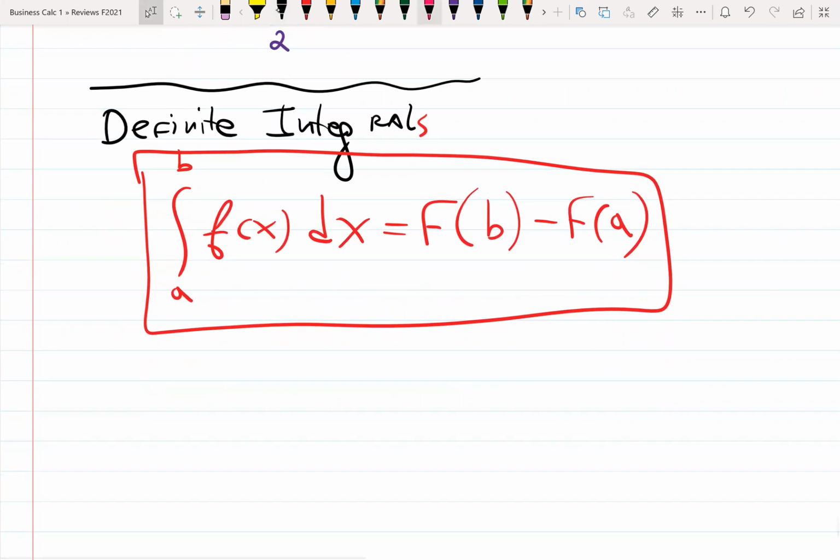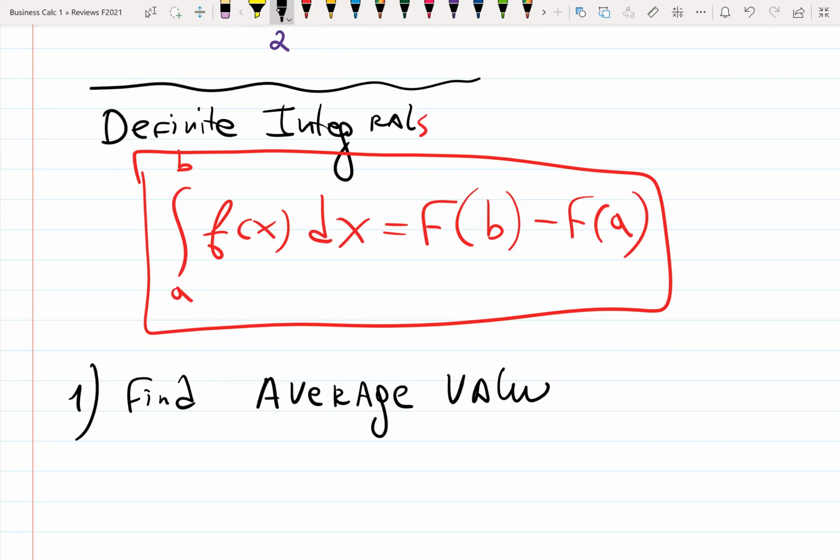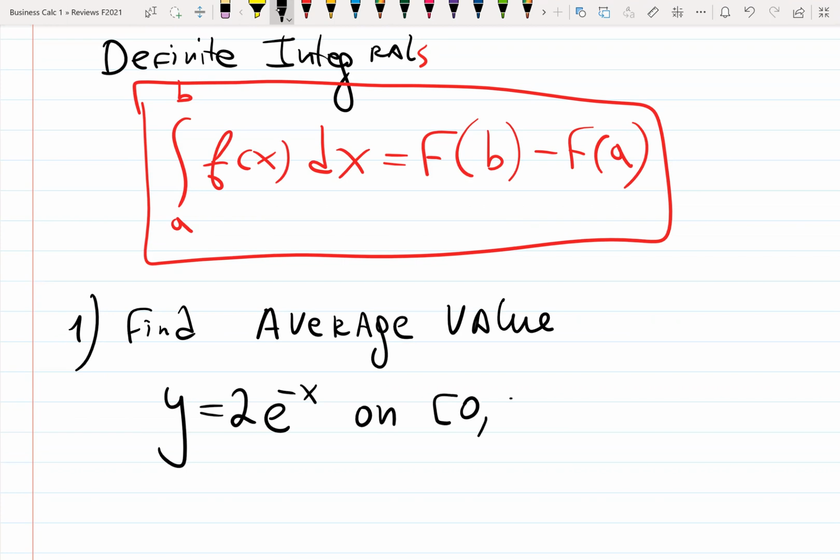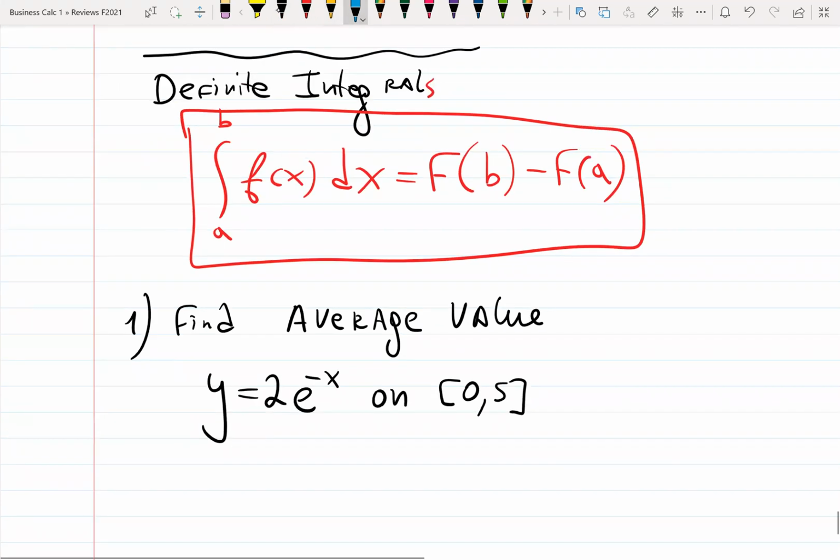So the thing is, then we taught you the average value. Find the average value. And then we give you the function y equals 2 times e to the minus x on the interval 0, 5. The average value is also an integral, but what is the difference? Who remembers?